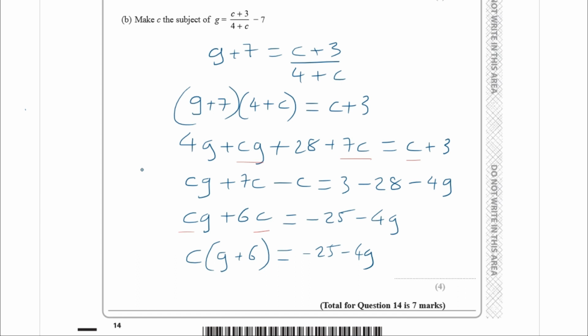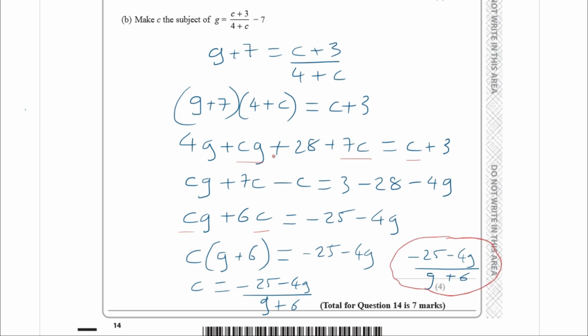And for the last step, you can move the G plus 6 to the right and say that C is equal to minus 25 minus 4G divided by G plus 6. And this will be a good answer to place in your answer box here. So negative 25 minus 4G divided by G plus 6, so that the teacher knows that you've got the right answer. You can circle it if you want to. And this is good for 4 marks on question 14.